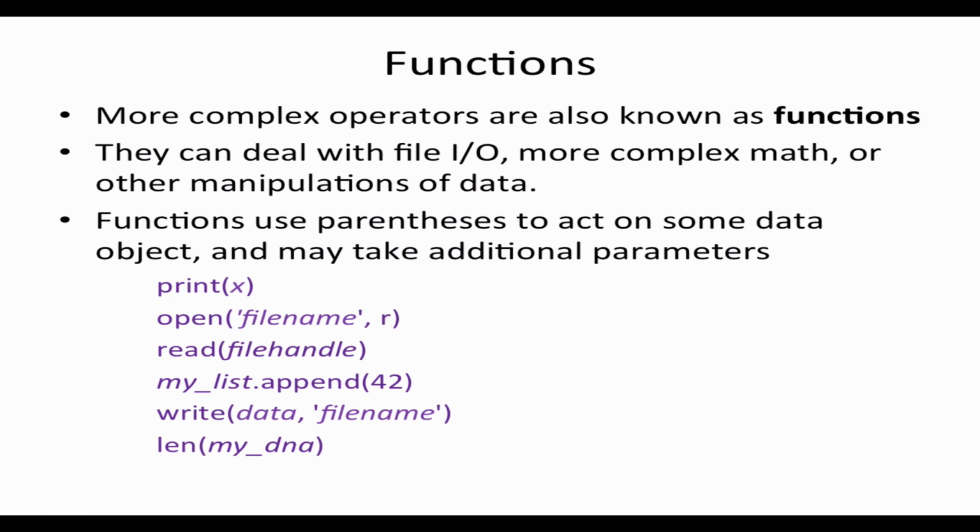Functions use parentheses to act on a data object. It always uses this syntax: the function name, parentheses, and then some object inside the parentheses, which is the target of that function. Generally, it's a variable or a few variables. Now, functions can take more than one input, and those are separated by commas. And you don't necessarily know in advance all the possibilities. But if you're writing the function, you can require as many input parameters as you want.